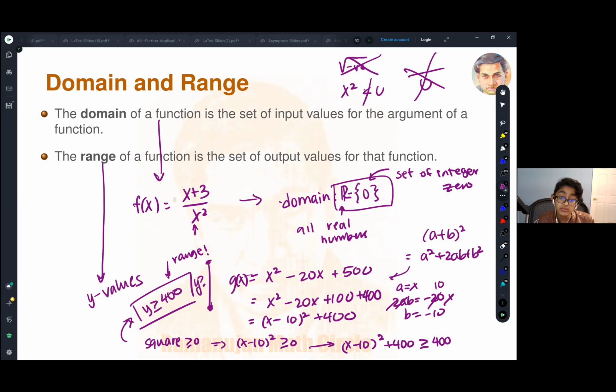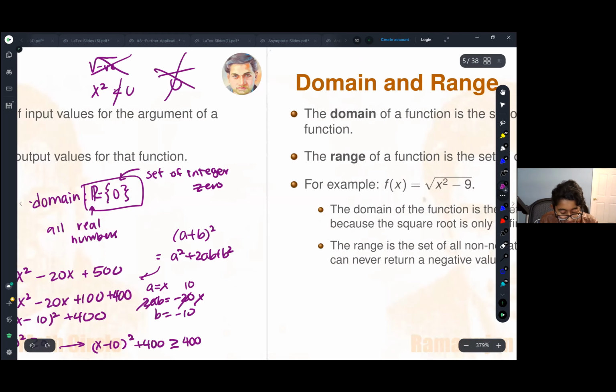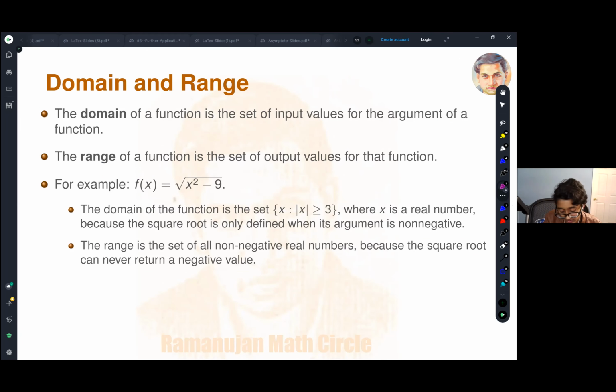So yeah, that's how domain and range really works. Let's look at another tiny example, just one function that we're going to talk about. In this case, we're going to use the rule that you can't square root a negative number. This is a big no-no. So if you can't square root a negative number, then x squared minus 9 has to be greater than or equal to 0. And what that means is that x squared is greater than or equal to 9, adding 9 on both sides.